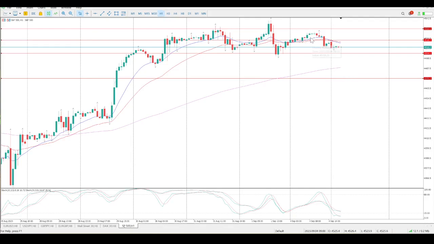So yesterday, we looked at this 45.18 area for a rejection. We didn't get a rejection. We got above it and then came back below it. But if you just go back to Friday, there's Friday's close. So we haven't really moved much.